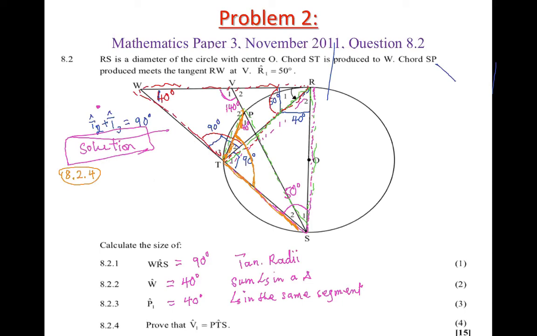Angle S2 is equal to... Okay, R1. I want your name first. It's Sanjana. Okay, yes. R1 is equal to S2 because angles in the same segment. Again, you say R1. This is R1, right? Yeah. R1 is equal to what? S2.